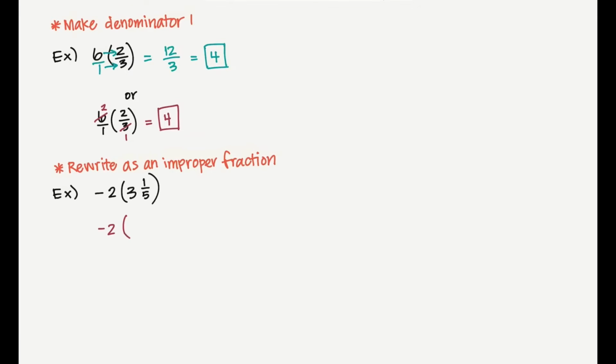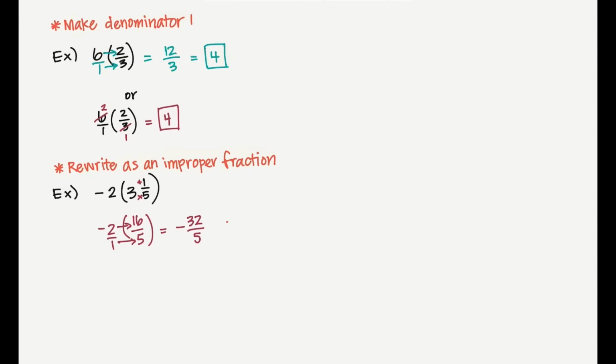So let's go ahead and do that. If you forgot how to rewrite this, you multiply the 3 times the denominator and then you add the numerator. So that's 15 plus 1 is 16 over 5, the old denominator. And now I can multiply straight across. Negative 2 times 16 is negative 32 over 5.